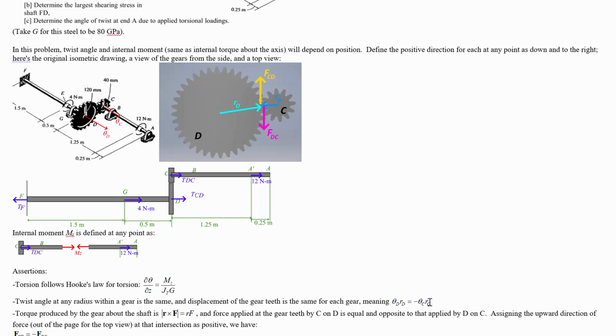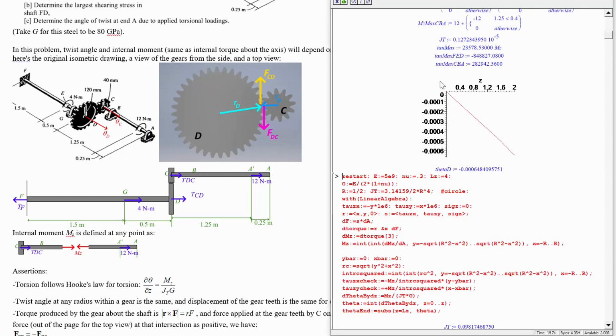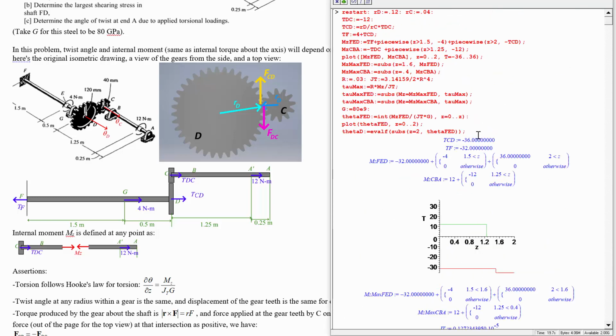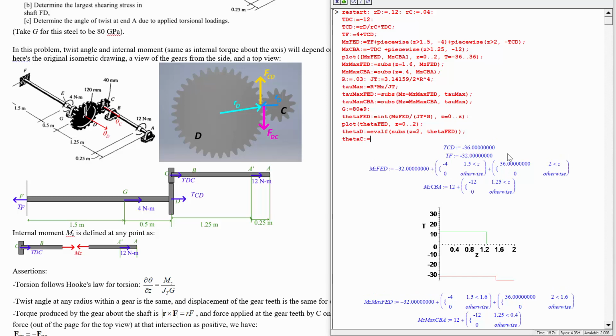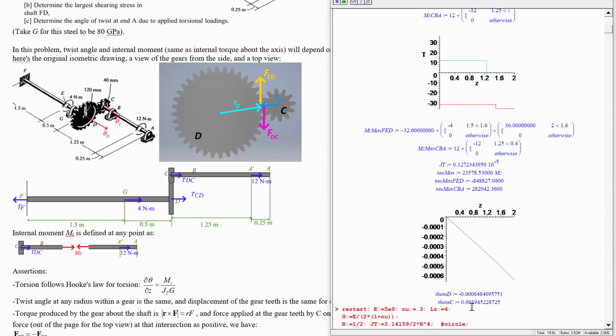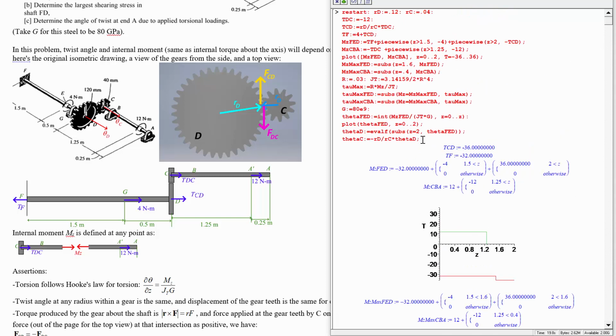So theta C is negative RD over RC times theta D. And that should be quite a bit larger than the angle we have here for theta D. So we've ended up with negative 3 times this as our twist angle at gear C. But we're not done yet because we're still applying this moment. It's going to make it twist even more along this length. The moment is not as large, so it's not going to be adding as much extra twist angle as it was over here, but we're still going to get some extra twist angle.